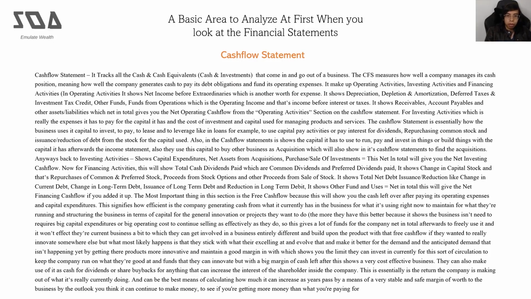Also, they use this capital to buy other businesses as acquisitions, which will also show in its cash flow statements. Anyways, back to investing activities. This shows you the capital expenditures, net assets from acquisitions, and purchases and sales of investments. This net in total will give you the net investing cash flow.